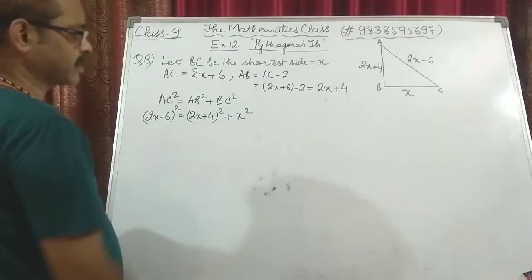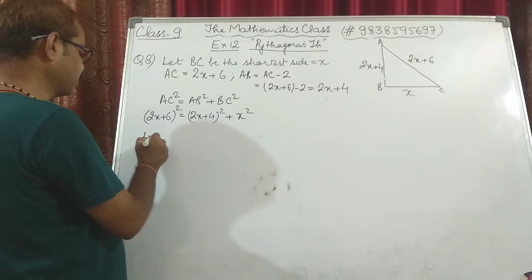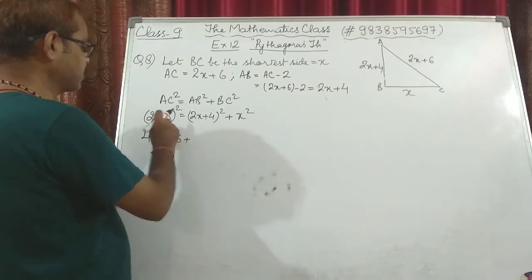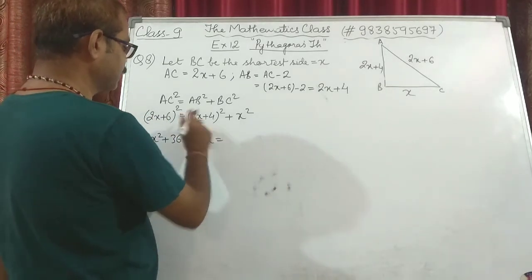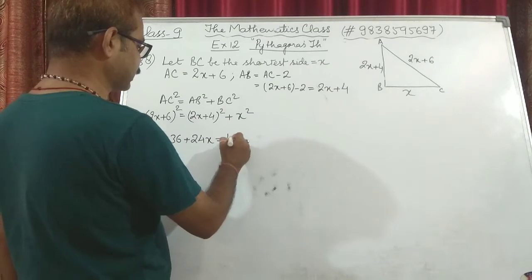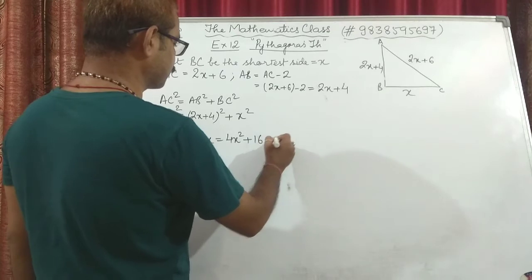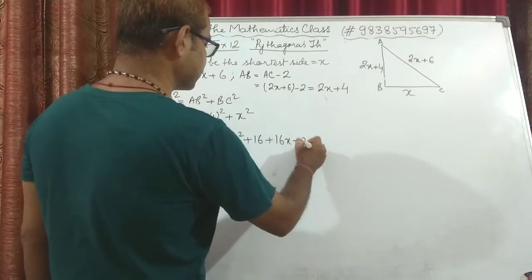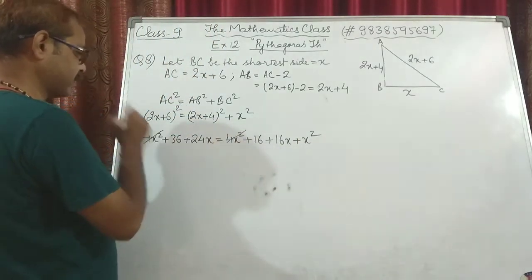When we open it according to the identity (a plus b) whole square, we get a square, that is 4x square, plus b square, that is 36, plus 2ab, that is 2 times 6 is 12, 12 times 2x is 24x. This is equal to 2x whole square, that is 4x square, plus 4 into 4 is 16, plus 2 times 4 is 8, 8 times 2x is 16x, and plus x square. Now this 4x square and this 4x square will cancel.